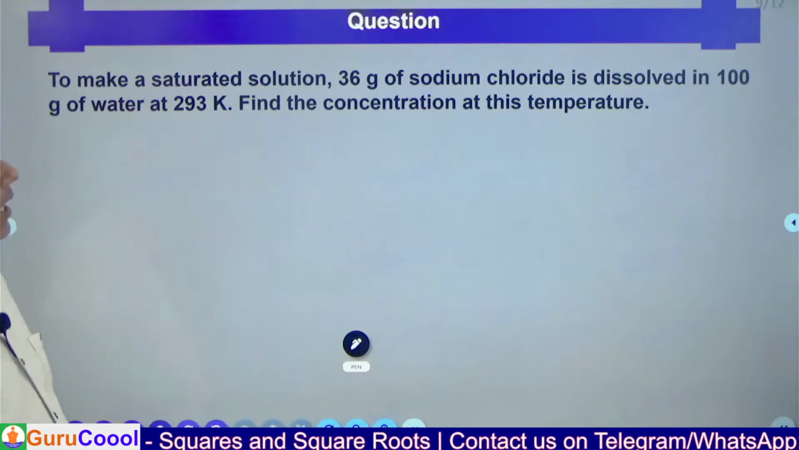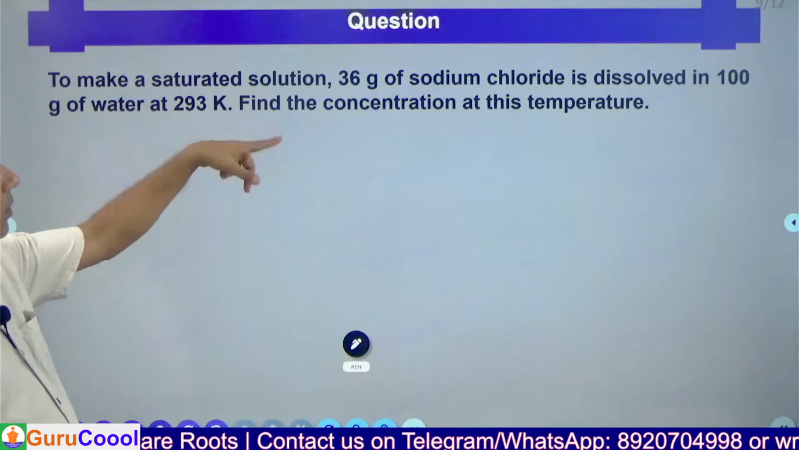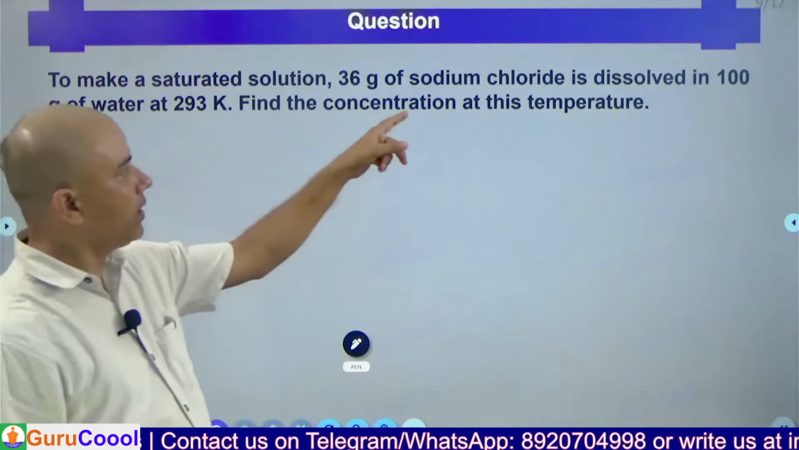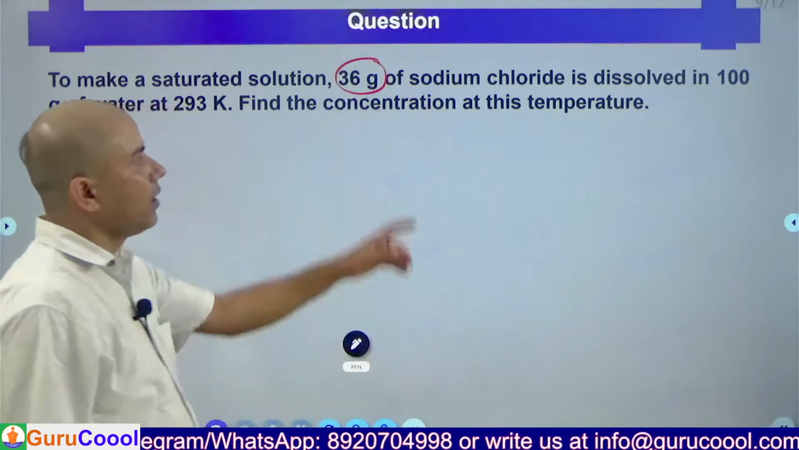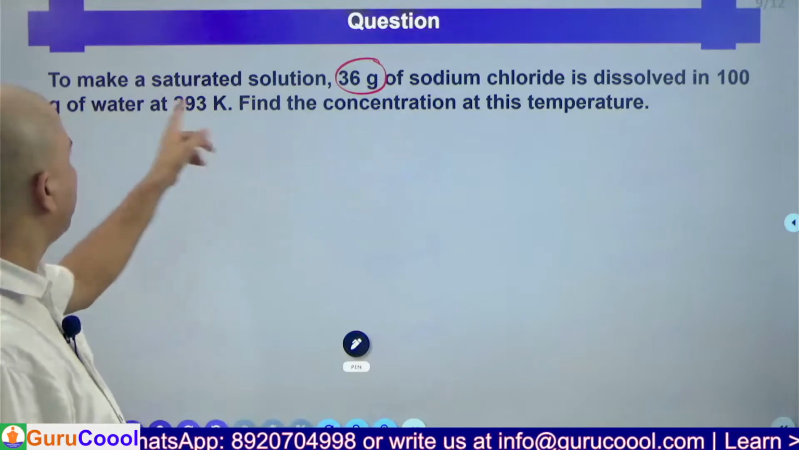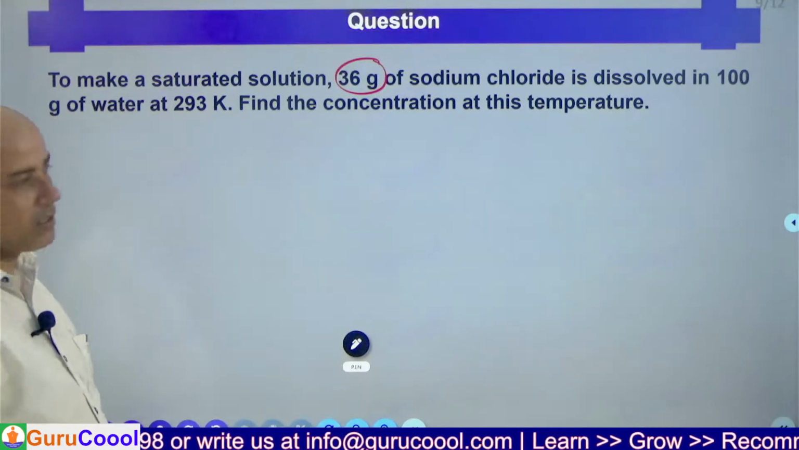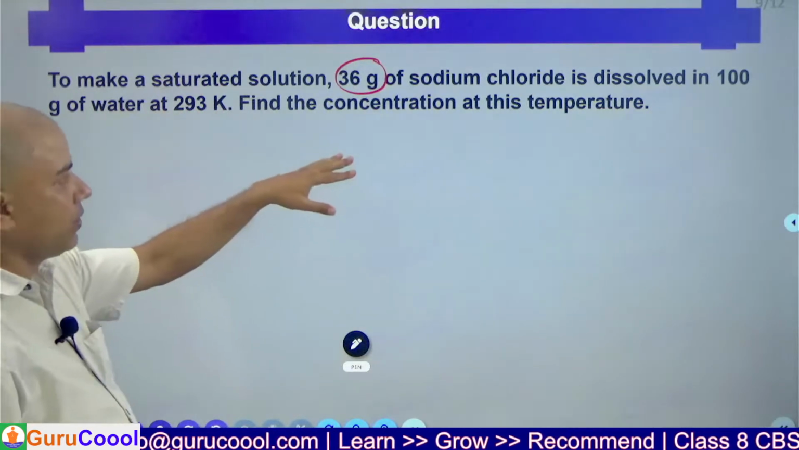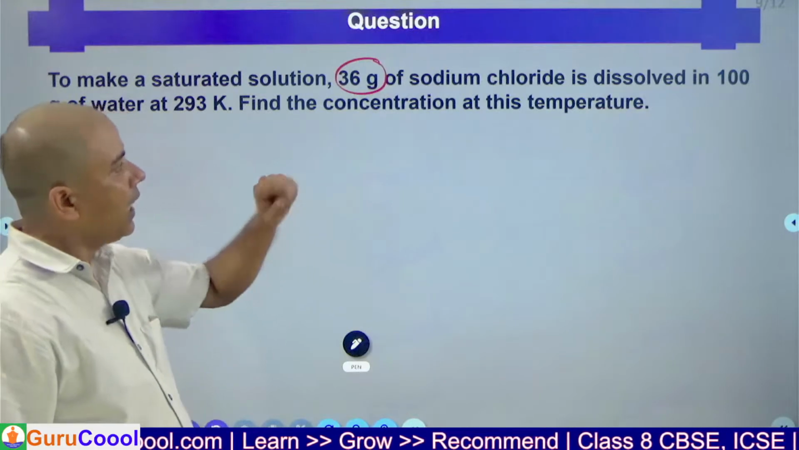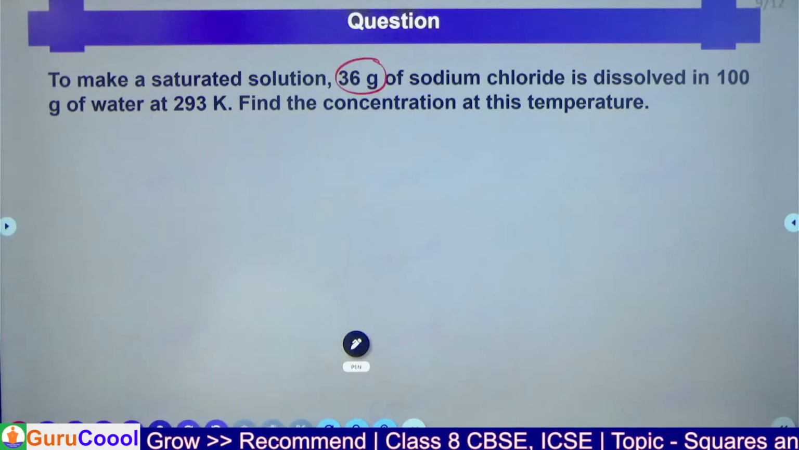Now see, we have a question here. This is from NCERT. To make a saturated solution, 36 gram of sodium chloride is dissolved in 100 gram of water, again 100 gram, that is mass, at 293 Kelvin. Find the concentration at this temperature. So what do you think, which method we have to apply?